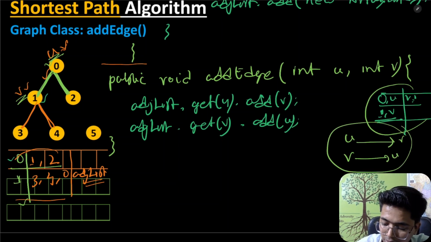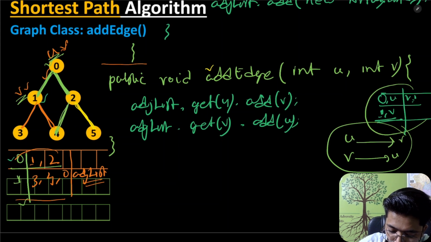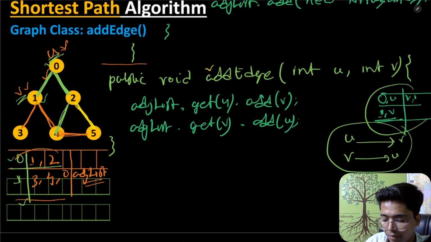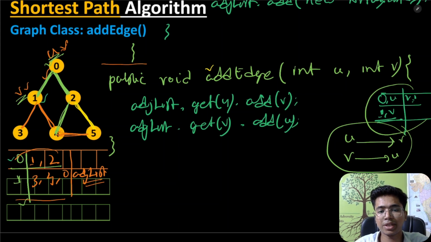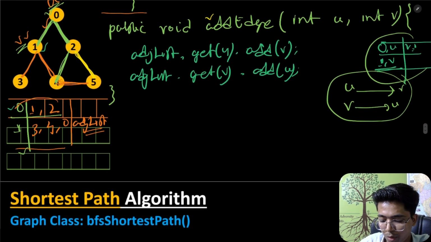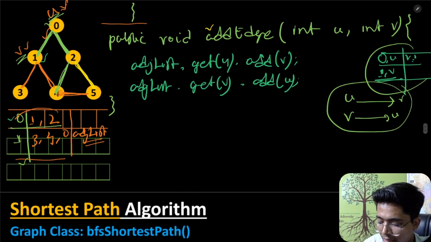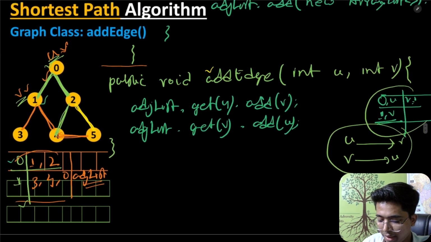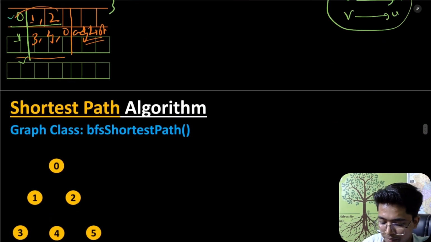So now if we just run the program and call the function for 2 and 5, 2 and 5 will be connected. If we call the function for 2 and 4, 2 and 4 will be connected. If you call the function for 4 and 5, 4 and 5 will be connected. So now we have implemented the addEdge function. Now we'll be implementing the BFS shortest path function, and it's very easy. Let's write the BFS shortest path on the next page.